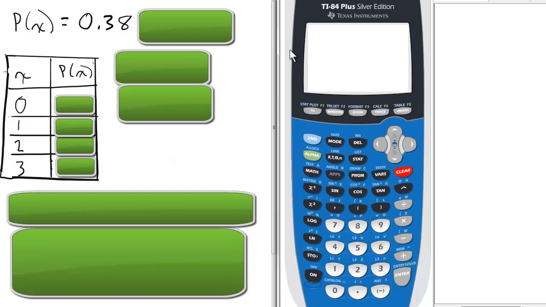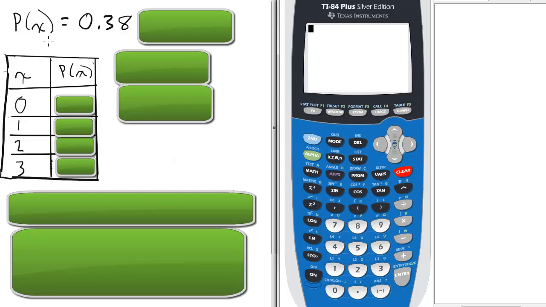In this particular setup, the random variable x represents the number of girls in a family with 3 children, and the probability of a child being a girl is 0.38. It says construct a table describing the probability distribution, then find the mean and standard deviation. Lastly, is it unusual for a family of 3 children to consist of 3 girls?